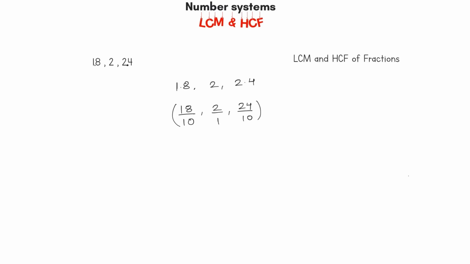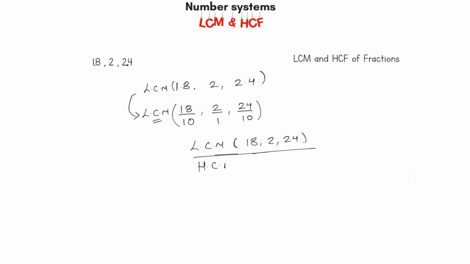Now what will I do? I need to find out the LCM of this, and then I need to find out the HCF of this, right? So first I need to find out the LCM. So remember a trick. Whenever I ask you to find the LCM of these 3 numbers, for LCM you always take the LCM of the numerators, which are 18, 2 and 24, and the HCF of the denominators. What are my denominators? 10, 1 and then 10. So LCM of numerators and HCF of denominators. That's the trick here.